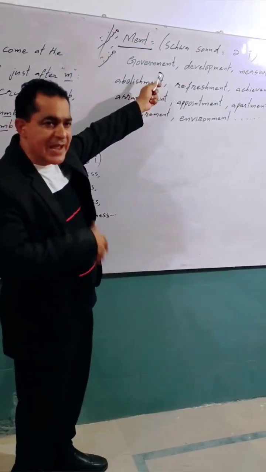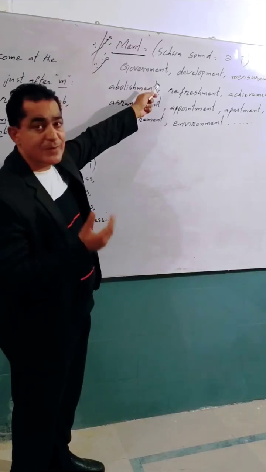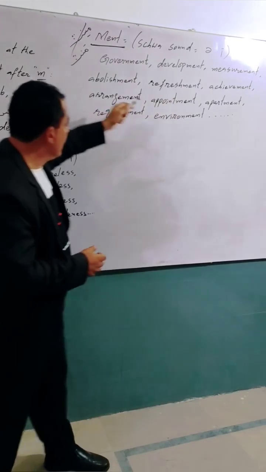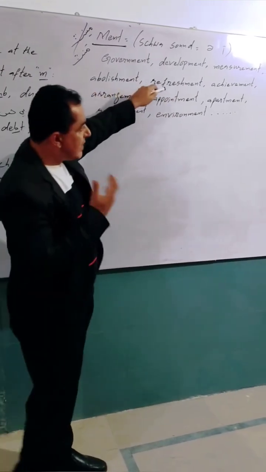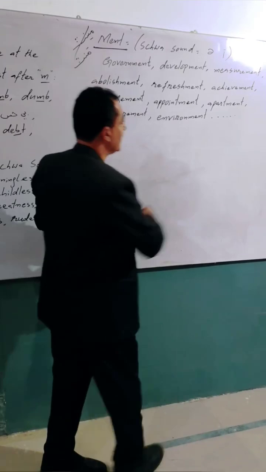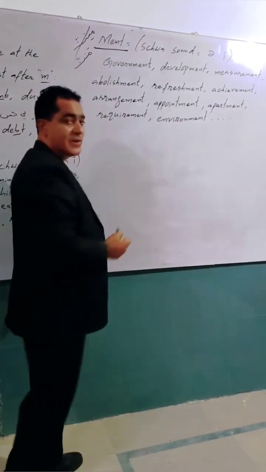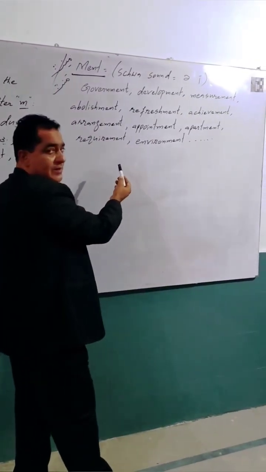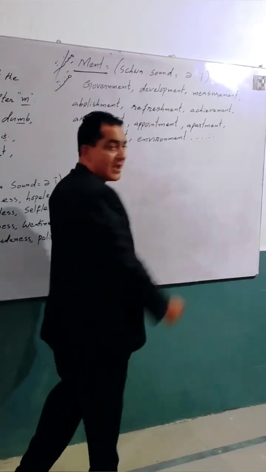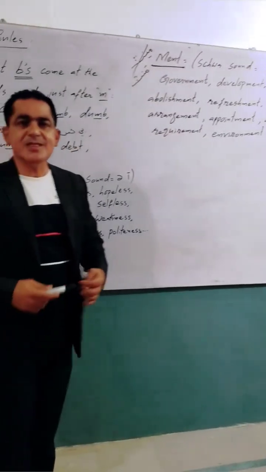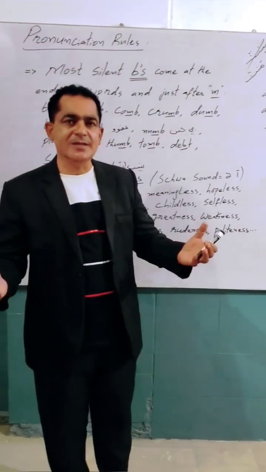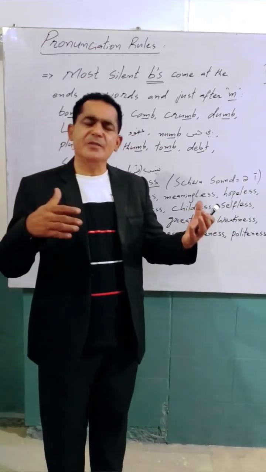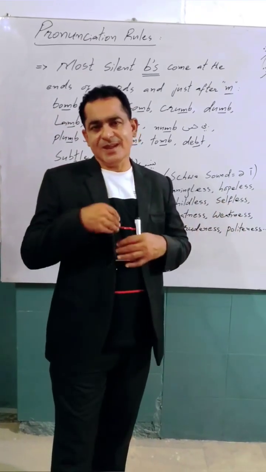Government, not government with the full vowel. This is government. Development, measurement, abolishment, refreshment, achievement, arrangement, appointment, requirement, environment. So this is how to pronounce these letters.